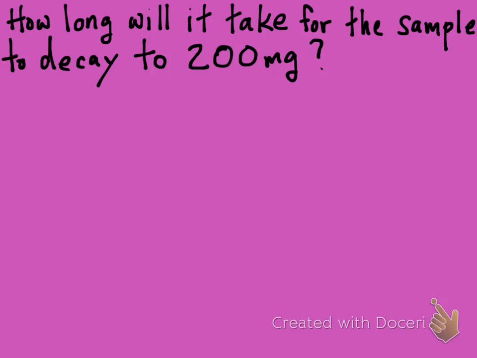So 200 is more than that, which means it should take less than one half-life to get down to 200, because it's not going all the way down to half of its initial amount. So we should come up with a number here that is less than 140. But how much less? We're going to have to do some work to figure that out. We're going to use 200 milligrams as our target. That's what N of t ends up being.